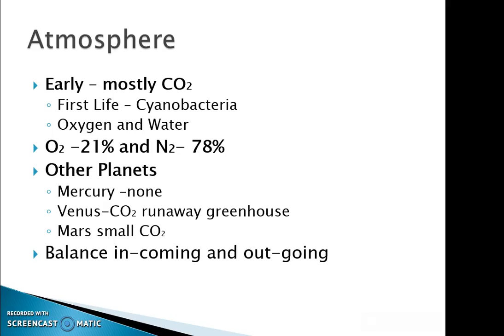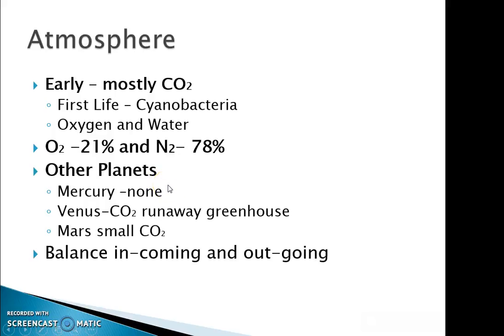First and foremost, our atmosphere developed very early. It was primarily carbon dioxide, and one of the first life forms on this planet was cyanobacteria, which produces oxygen as a byproduct. They engage in photosynthesis. So that release of oxygen and water by cyanobacteria helped to develop our early atmosphere. The atmosphere is about 21% oxygen and 78% nitrogen. There are a couple other things mixed in, but those are the primary ones, okay?